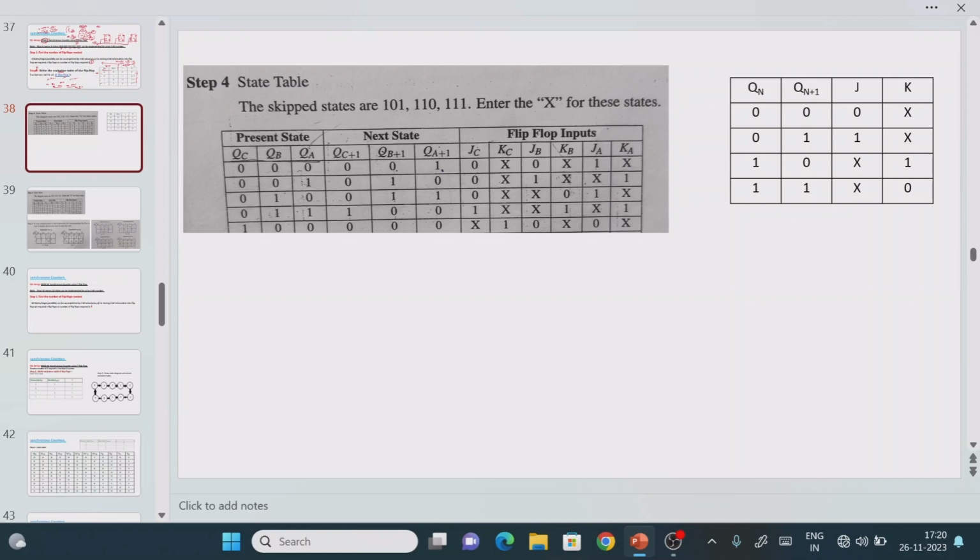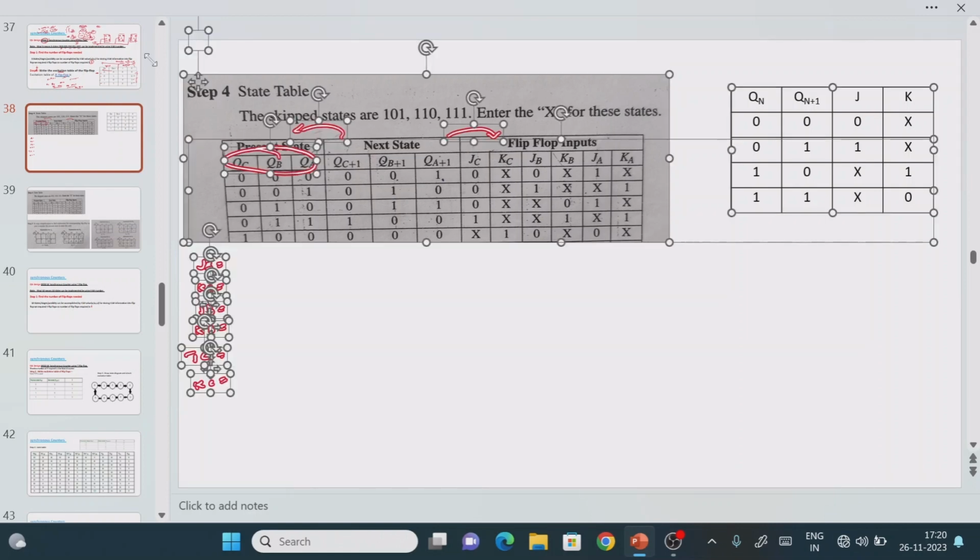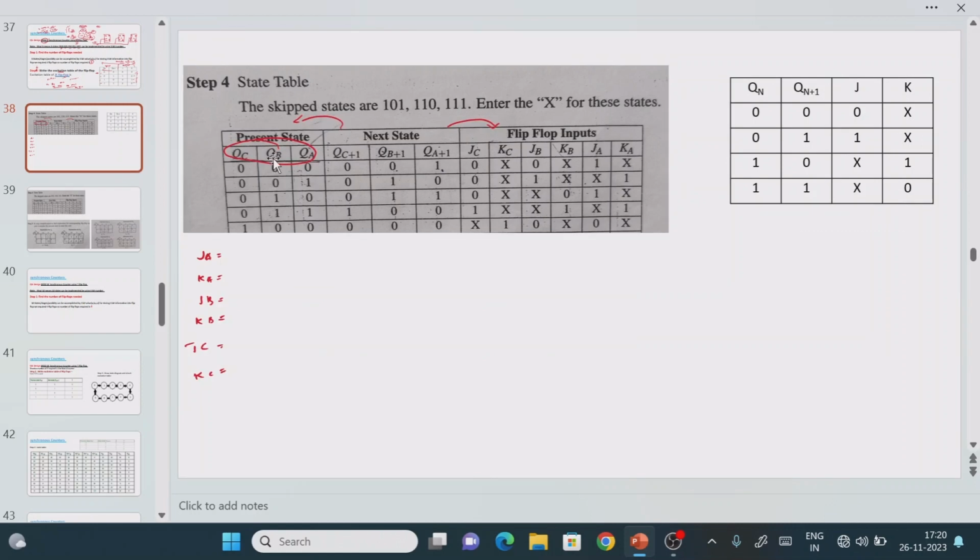Then one more thing to remember: before the next state we call it the input, after the next state we call it the output. It means, how many outputs do we have? One is JA, another is KA, next is JB, another is KB, the final ones are JC, KC. These are the output values. What are the input values? Before the next state we have QC, QB, QA, right? These are called the input values.